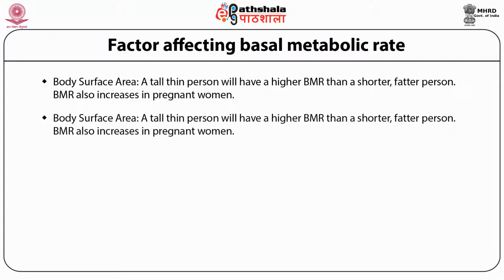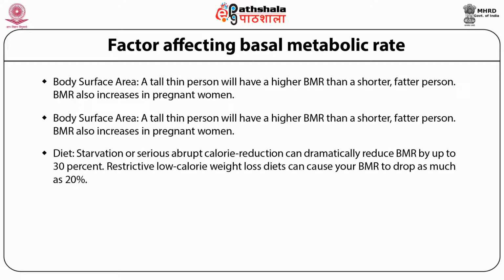Body fat percentage. The more lean tissue on the body, the higher the BMR. The more fatty body tissue, the lower the BMR. Men generally have a 10 to 15% faster BMR than women.